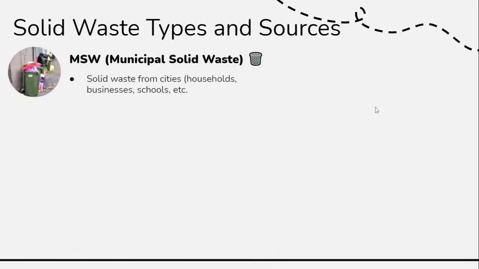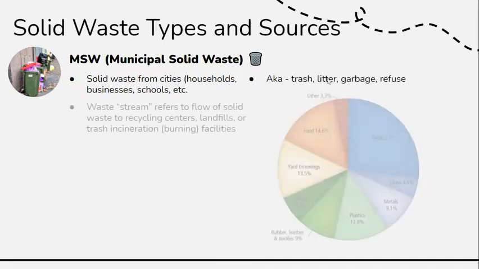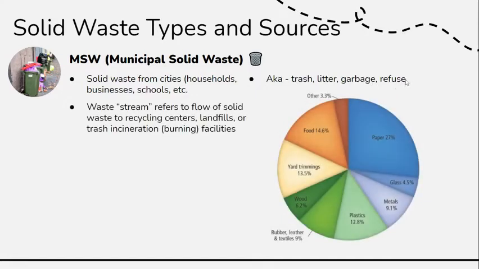Municipal solid waste. All right, that's MSW. You see that often. Solid waste from cities. That's households, businesses, schools, etc. Also known as just trash, litter, garbage, or refuse. Less common in the United States, but refuse is commonly used in other countries. Waste stream refers to the flow of solid waste to recycling centers, landfills, or trash incineration sites.